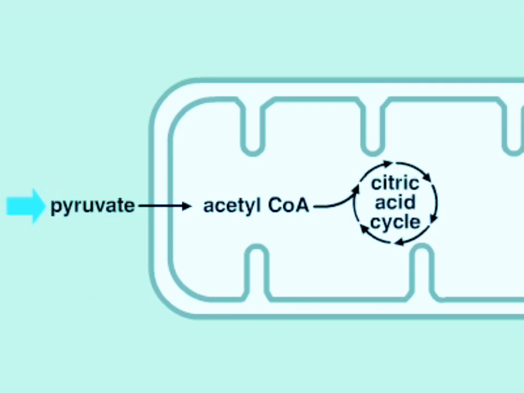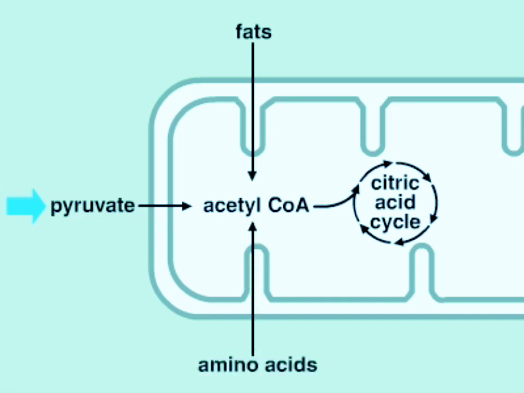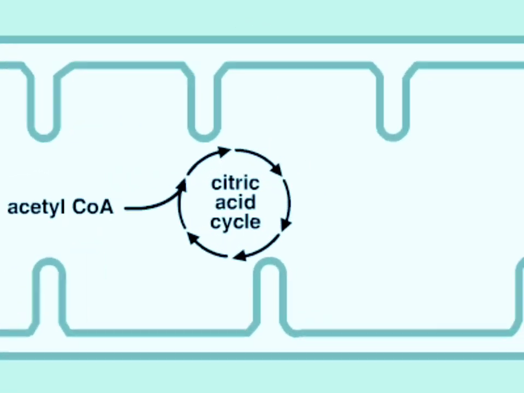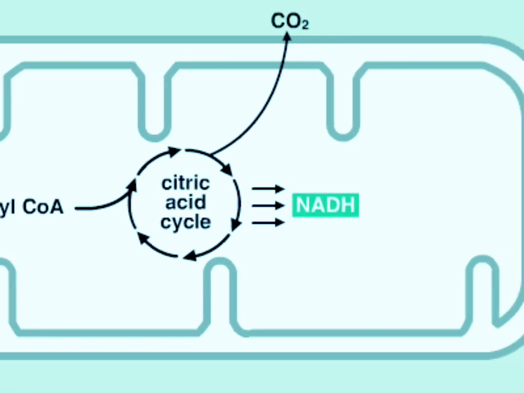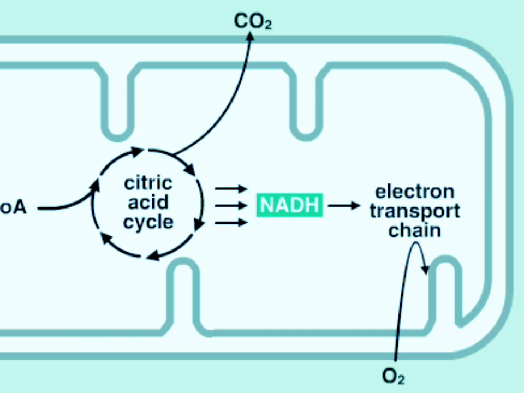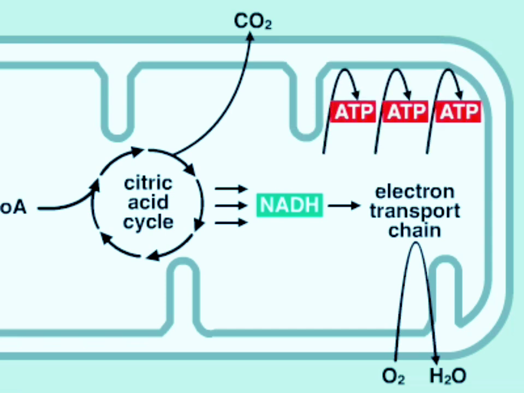Acetyl-CoA can also be generated by breakdown of fats or amino acids. In this circular reaction path of the citric acid cycle, carbon atoms are burned, that is, oxidized, and released one by one as the waste product carbon dioxide. In this way, energy is released stepwise and captured by energy carriers, including NADH. NADH funnels energy to the electron transport chain in the inner mitochondrial membrane. This fuels the proton gradient that is then used for the production of ATP, the cell's primary energy currency.